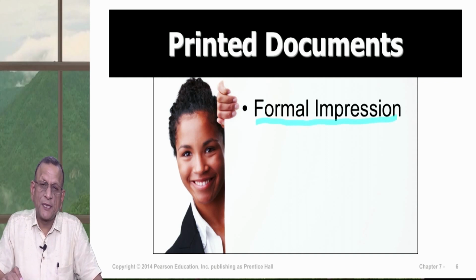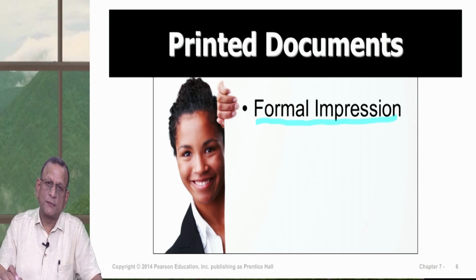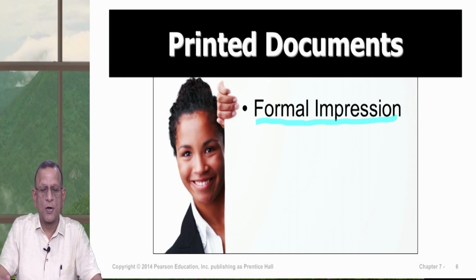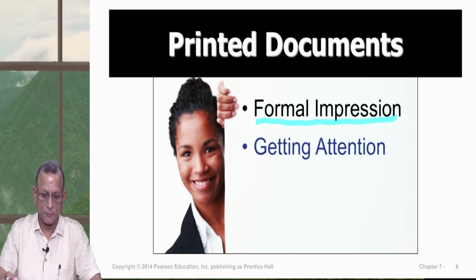It doesn't mean that email or electronic messaging is not formal or is highly informal. It has legal sanctity. It is also being treated as formal. But now you want to make a traditional formal impression. So go for a printed document.